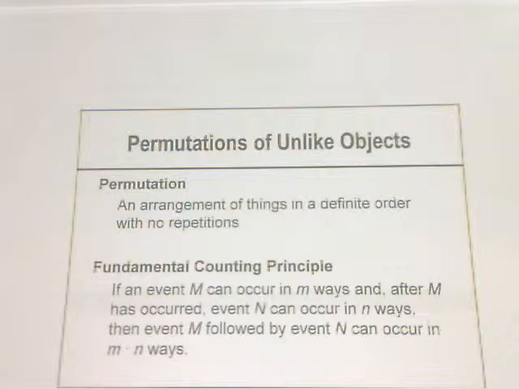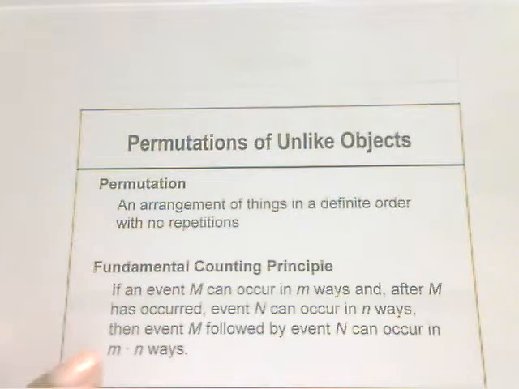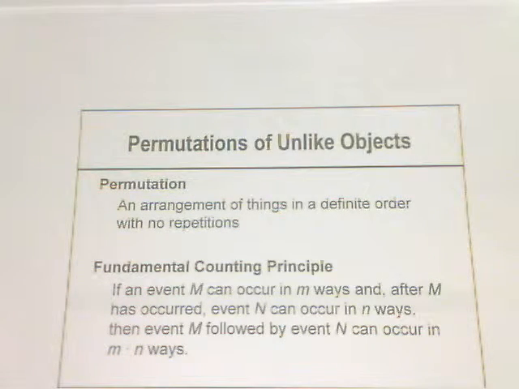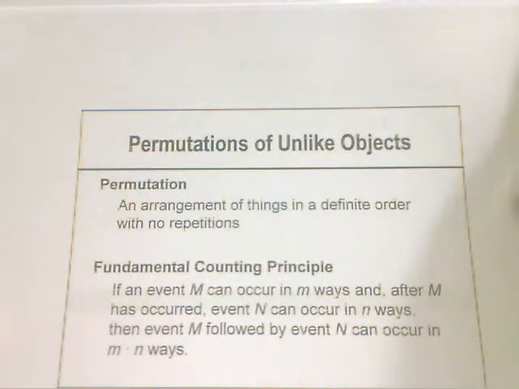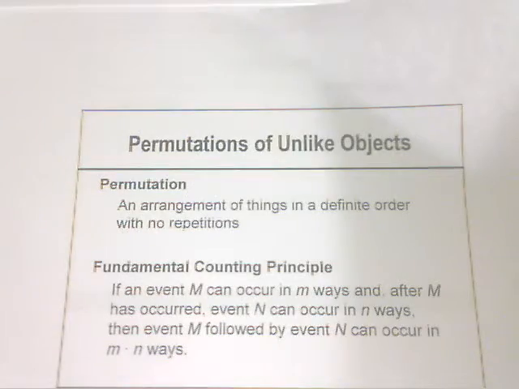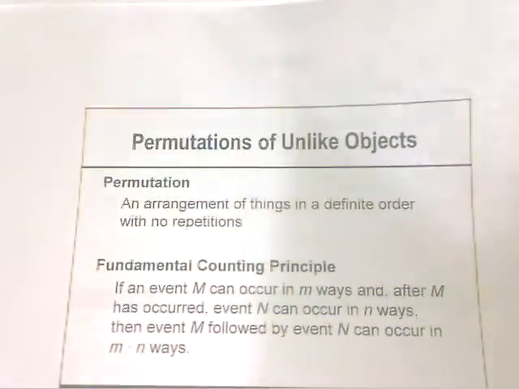Also, we'll look at the fundamental counting principle. It is this: if an event M occurs in M ways, and after M has occurred, event N can occur in N ways, then event M followed by event N can occur in M times N ways. So you'll multiply the number of ways that M occurs times the number of ways that N occurs. That's the basic fundamental counting principle.